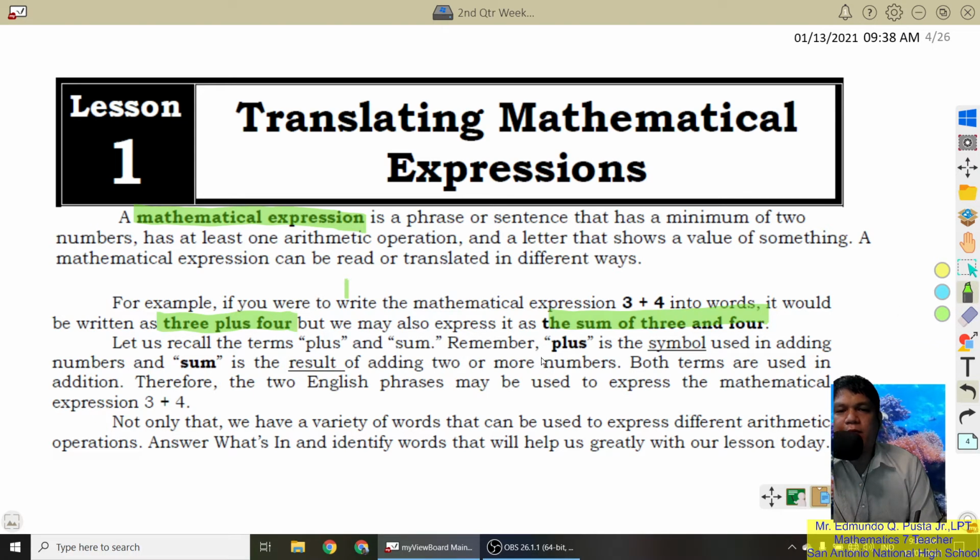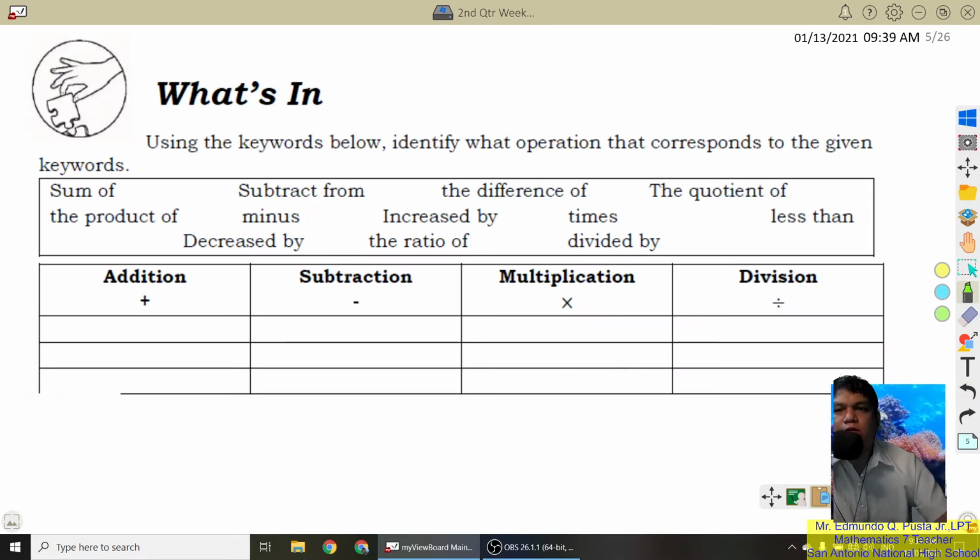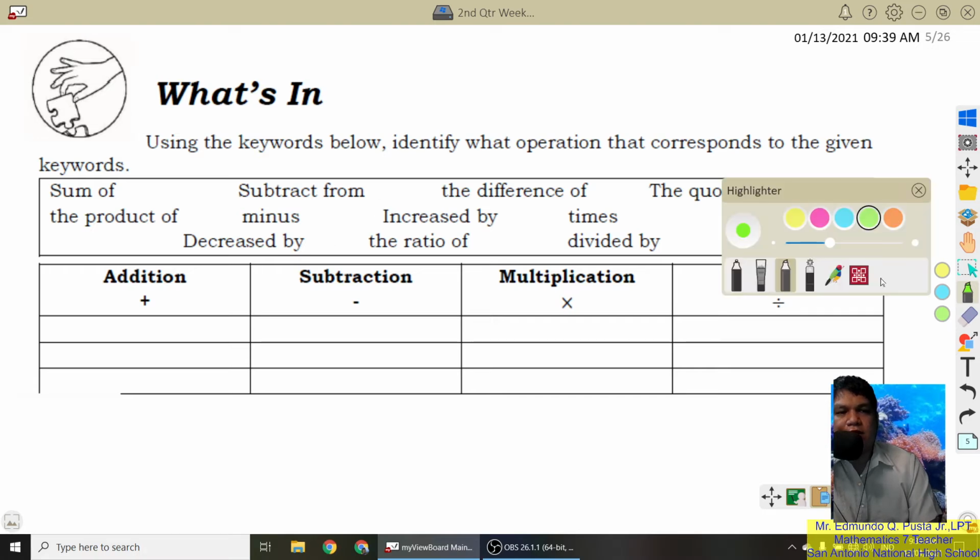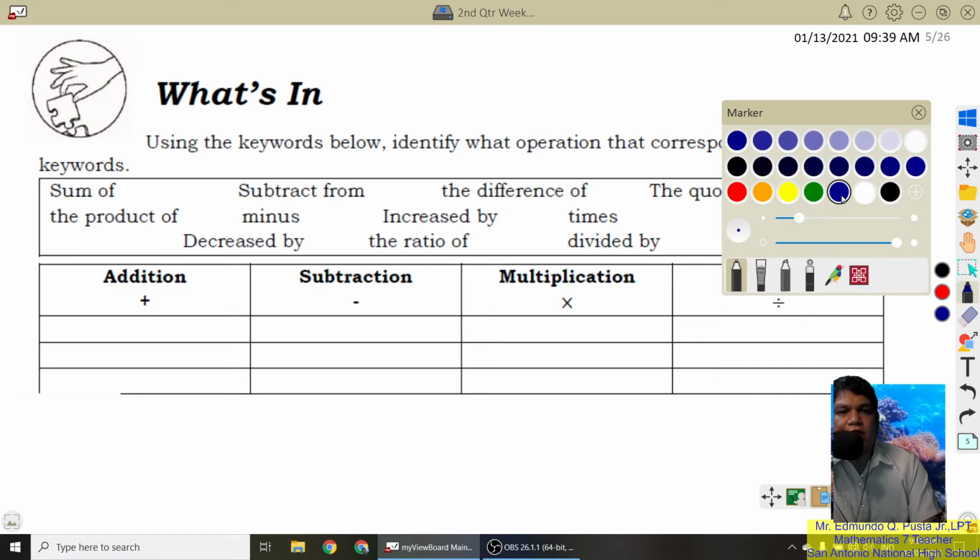So we remember the terms plus and sum, which is the result of adding 2 or more numbers. So both terms are used in addition. Therefore, the English phrases may be used to express the mathematical expression 3 plus 4. Let us use this activity. Let us answer this activity. Ayan, answeran natin yung activity na ito.